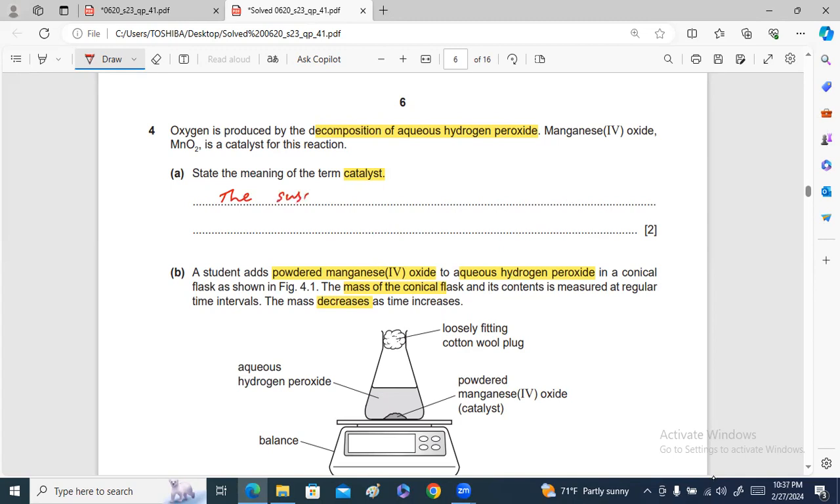So the substance which increases the rate of reaction without being used itself. And chemically it remains unchanged at the end of the reaction.